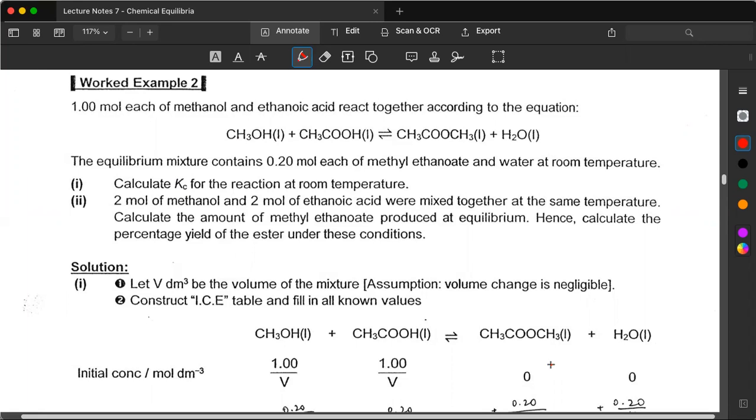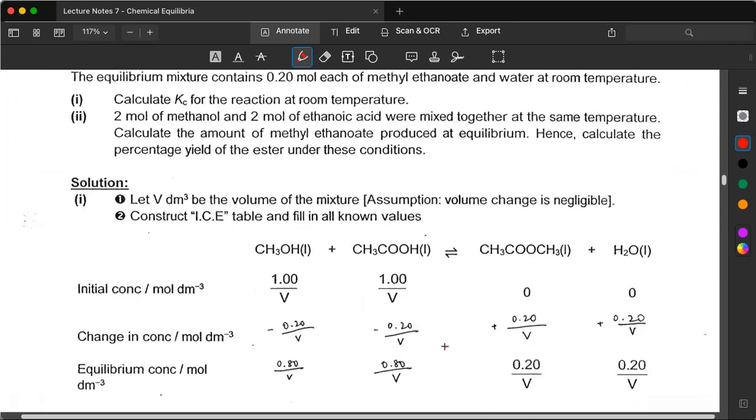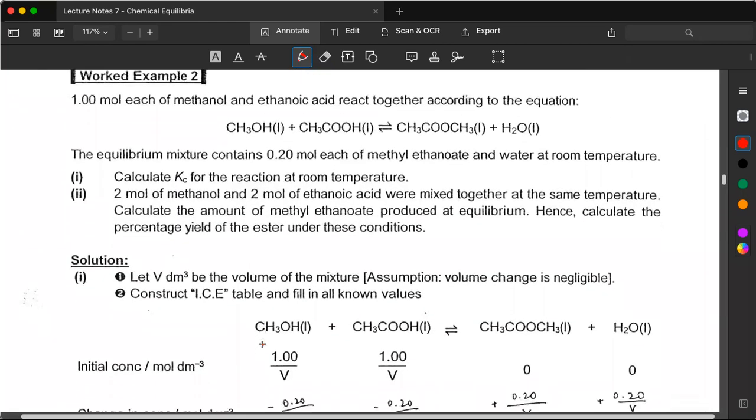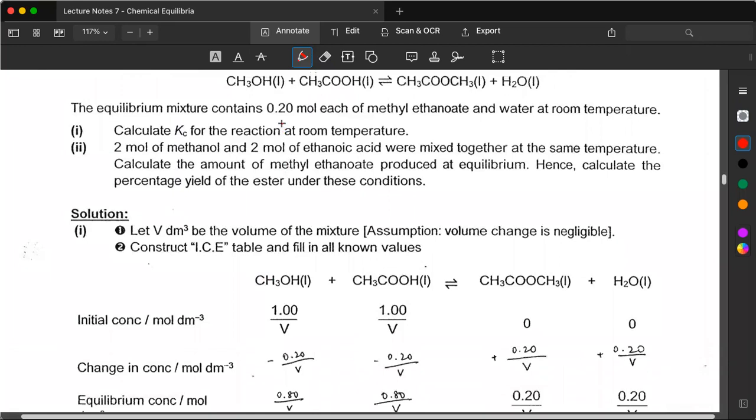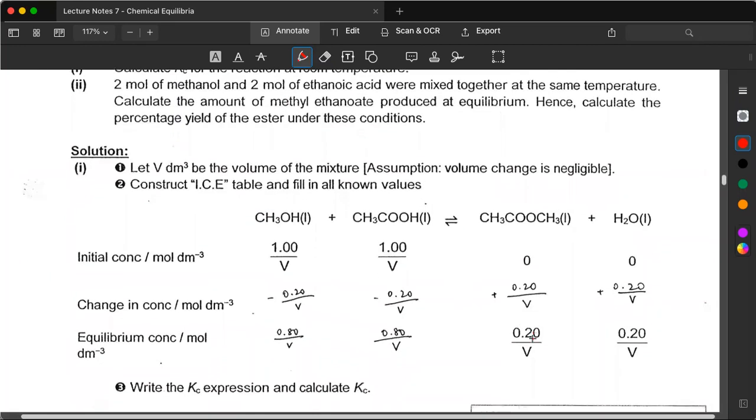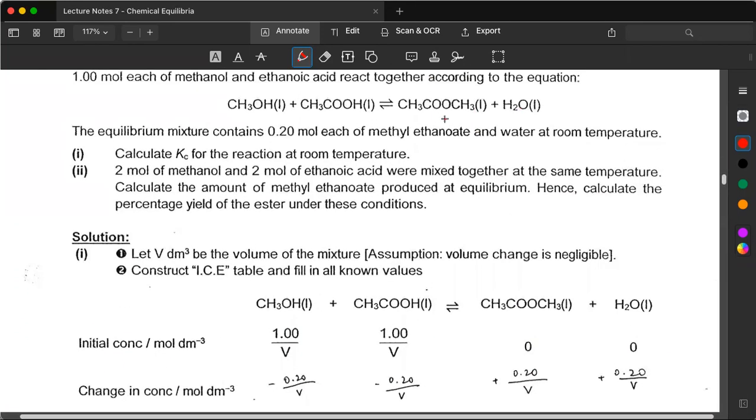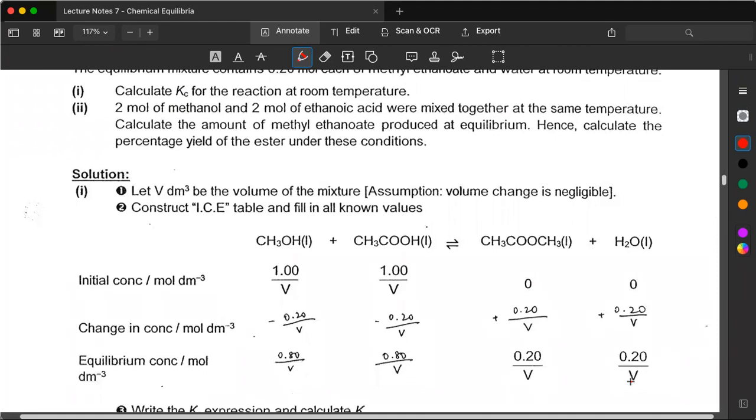Then they say that at equilibrium, so normally, the E actually comes before the I. Yeah, normally. So they say you have 0.2 methyl ethanoate, so you got 0.2 divided by V. Then the water is the same mole ratio, so also 0.2 over V. Then it means that the change is plus 0.2 over V, plus 0.2 over V, which means that these two lose minus 0.2 over V, minus 0.2 over V.